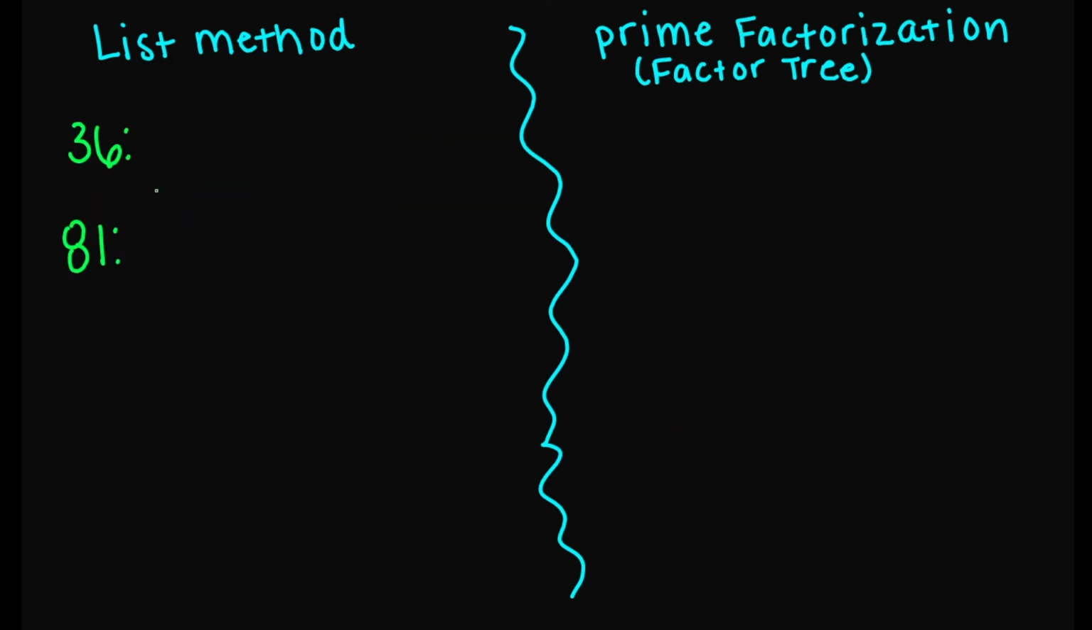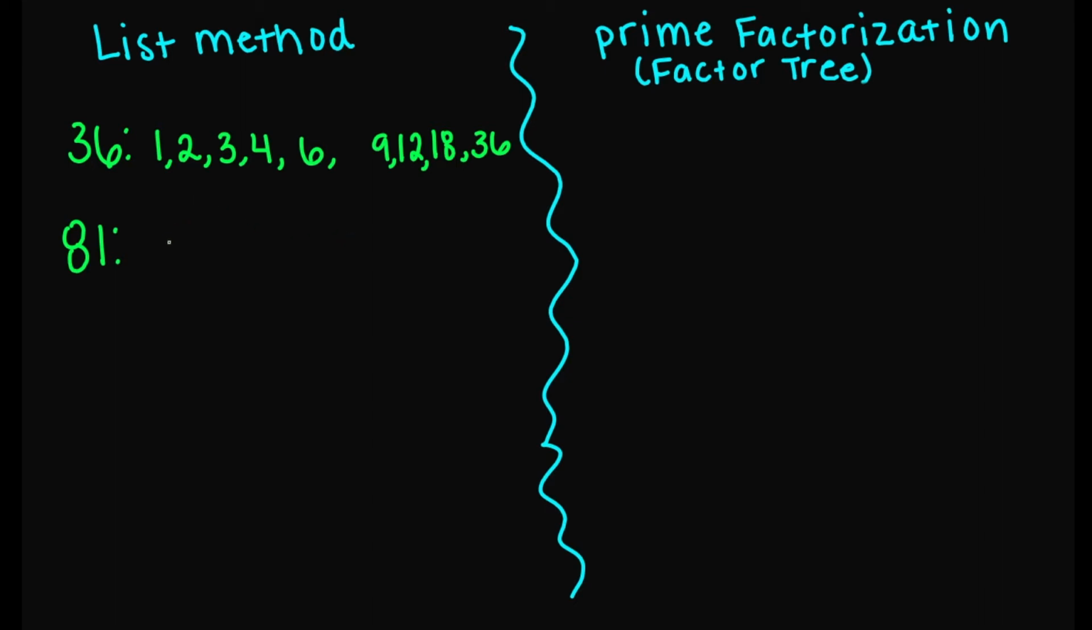So let's look at this example, 36 and 81. Let's look at 36. What numbers, when multiplied together, are going to give me the number 36? So we have 1 and 36, because that's going to give me 36. We have 2 and 18, 3 and 12, 4 and 9. 4 times 9 is going to give us 36. And then we have 6 times 6, that's going to give us 36.